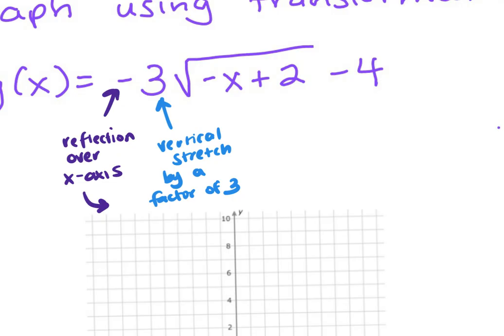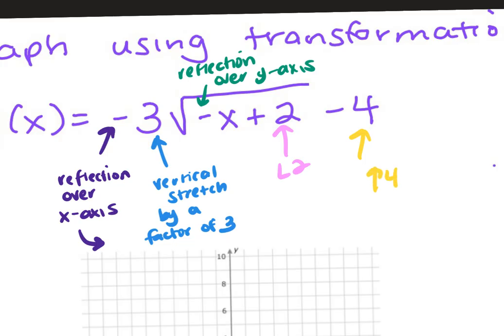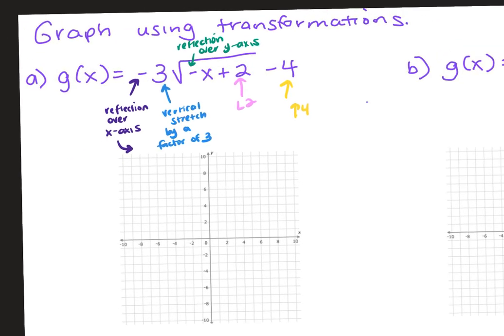On the inside, the negative underneath the square root is a reflection over the y-axis. So this is going to shift my arrow from pointing to the right to pointing to the left. And the +2 underneath is going to move my graph left 2. The -4 is going to move it down 4.